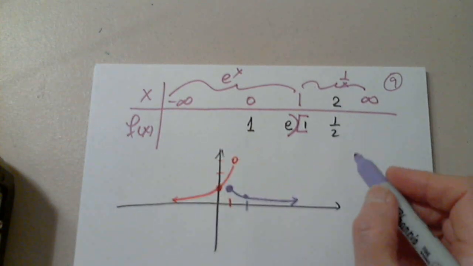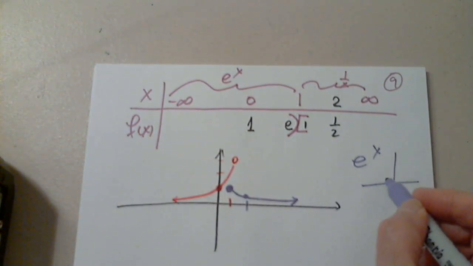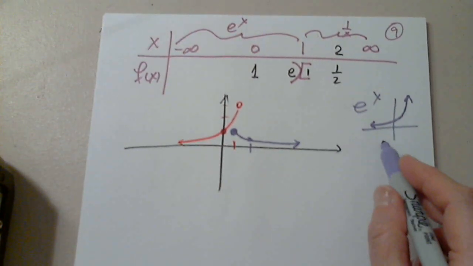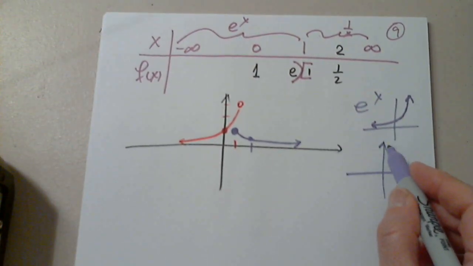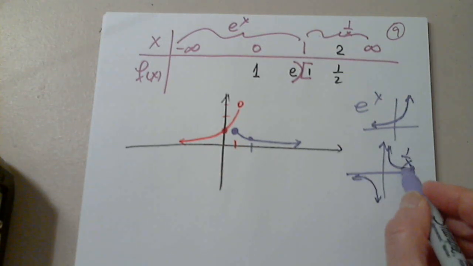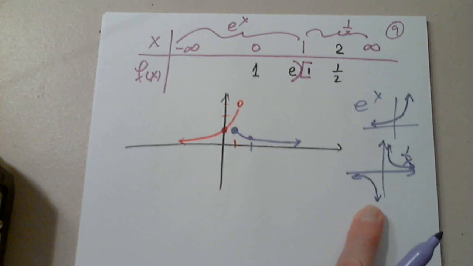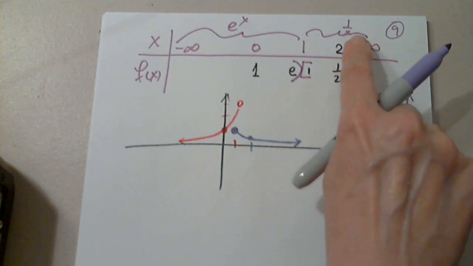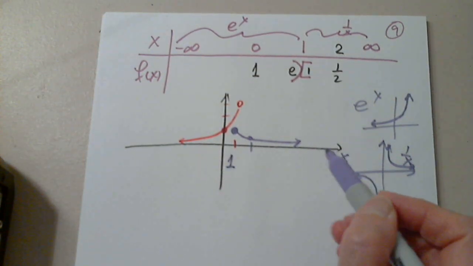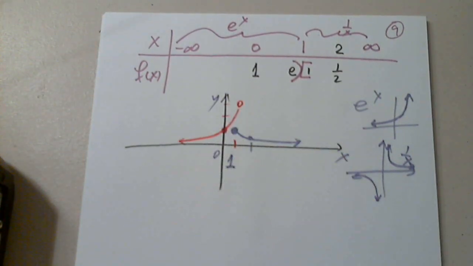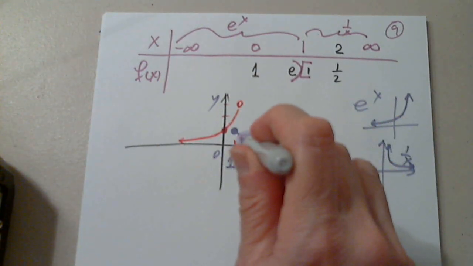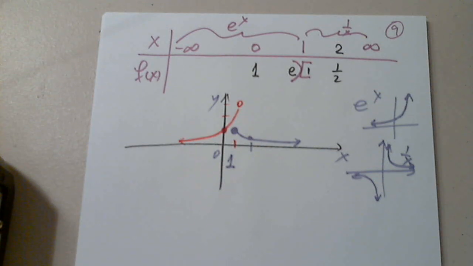How do I know these graphs? Well, e to the x looks like this. And 1 over x looks like this. But I cannot graph this piece because 1 over x is only from 1 to infinity. Only from 1 to infinity. So it has a jump. The function is not continuous at that point. So therefore, it cannot be differentiable.